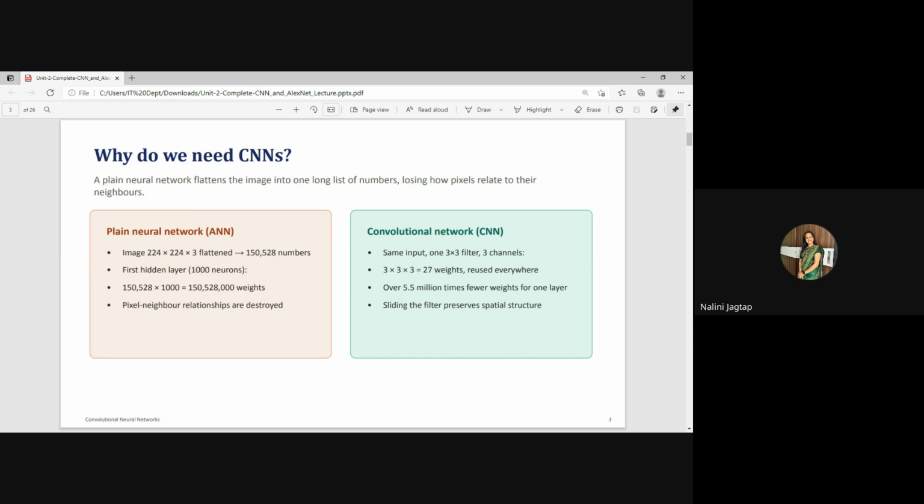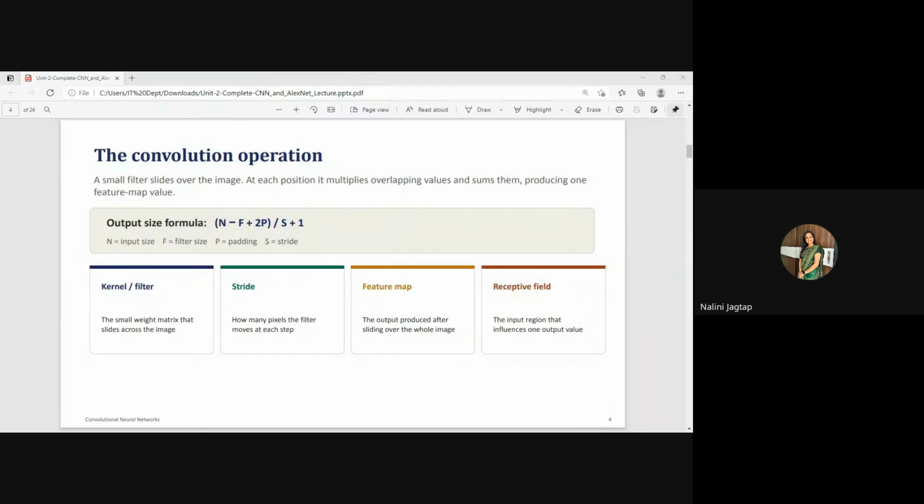Okay, give me a time. I think this is not getting through. Okay, I will share it again. Okay, here I think you are able to see this convolution now.